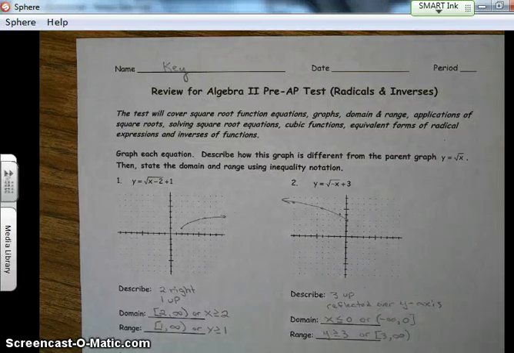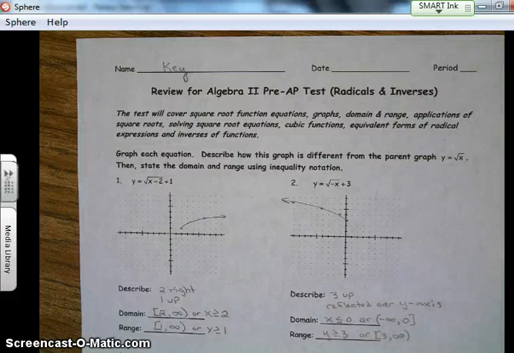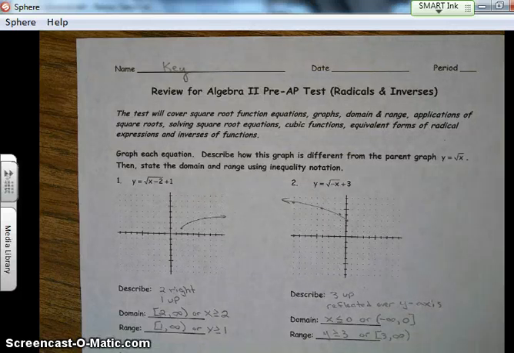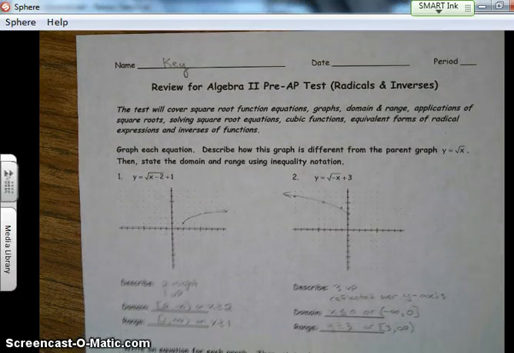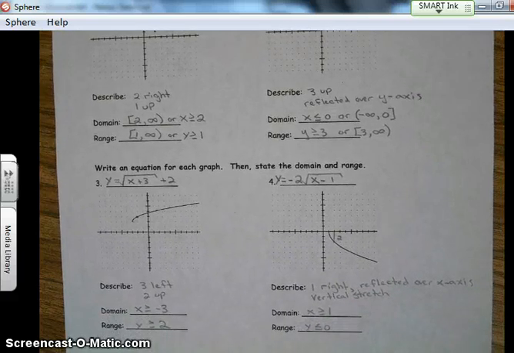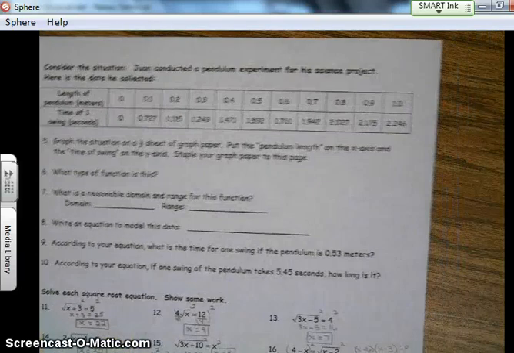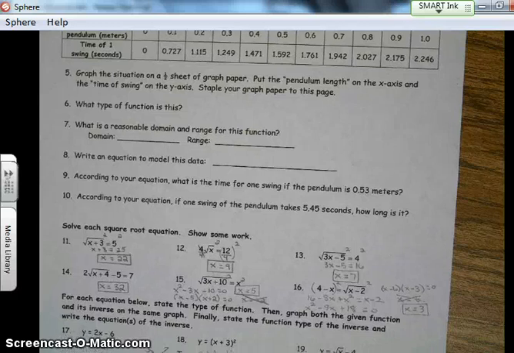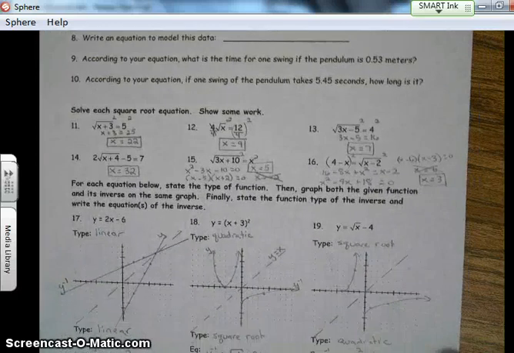Okay, here is the key for the review for your test tomorrow. I'll get to number 5 through 10 in just a minute.